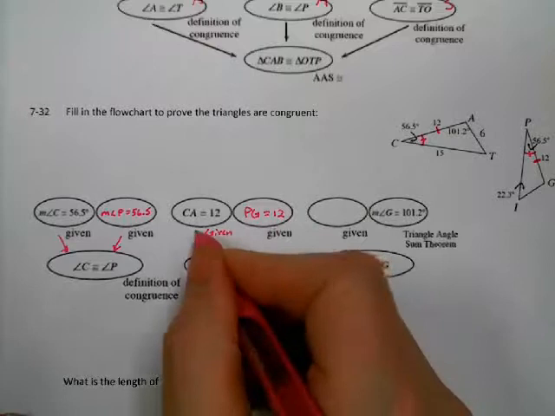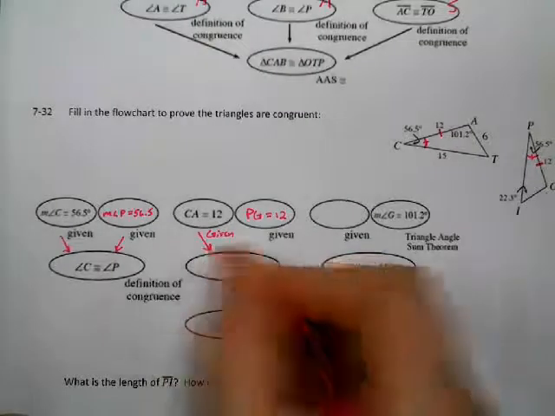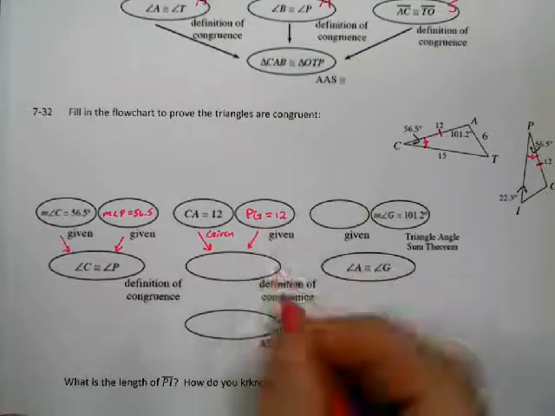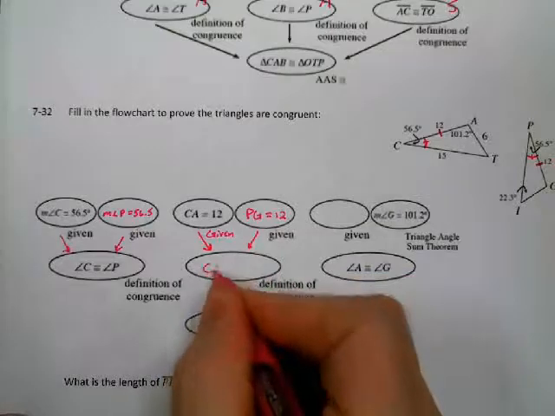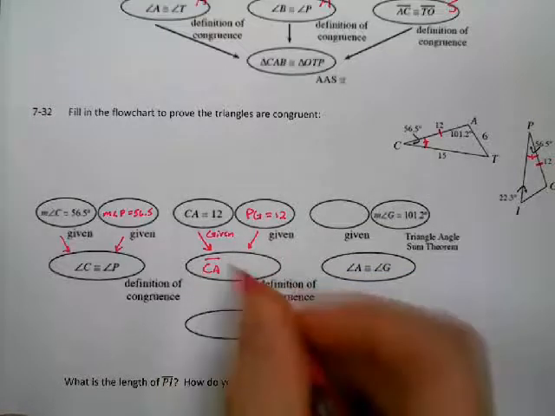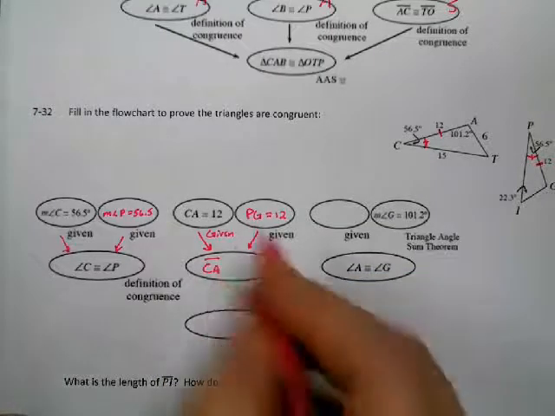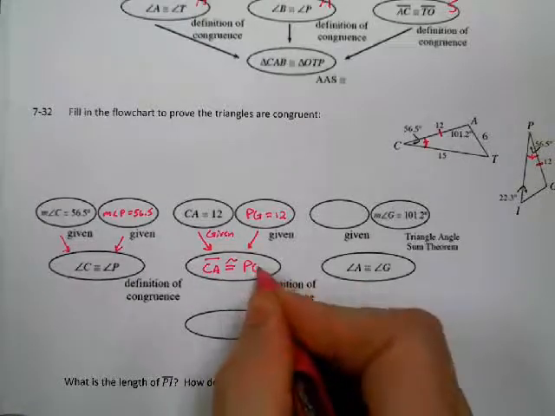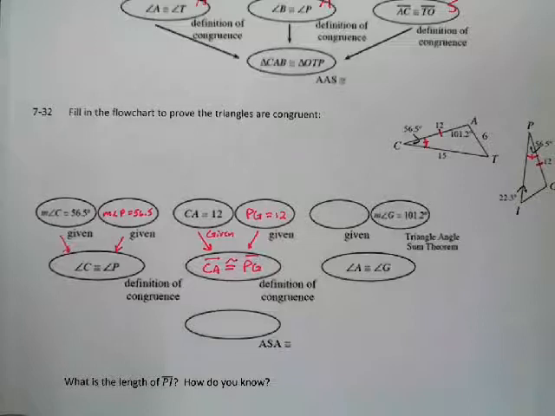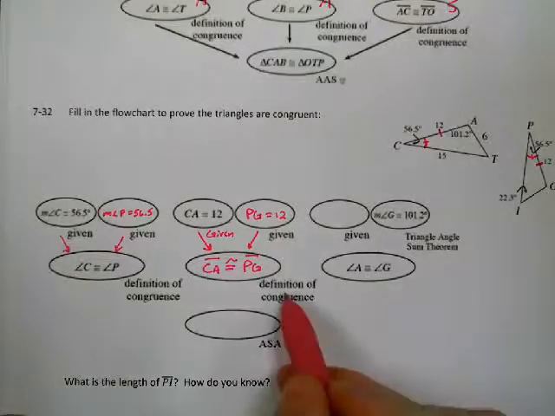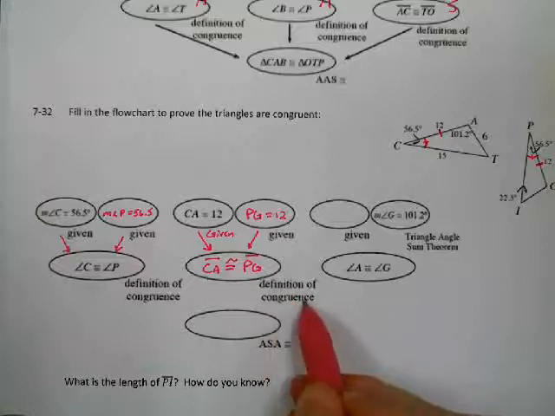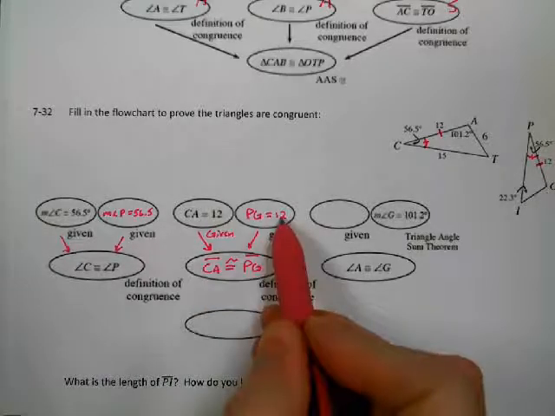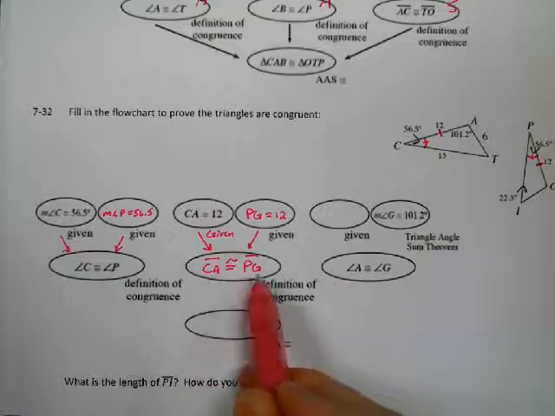So since they're both 12, I can now say that segment CA, notice I'm putting the line now, is congruent to segment PG. And how do I know that? Because it's the definition of congruence. Because if they're equal measurements, the segments are congruent to each other.